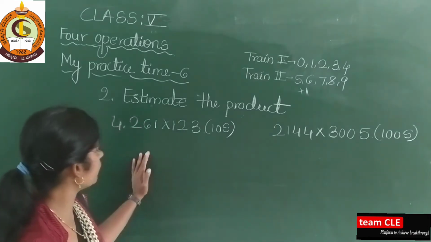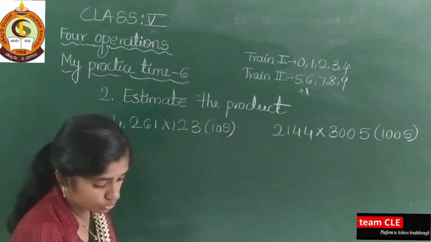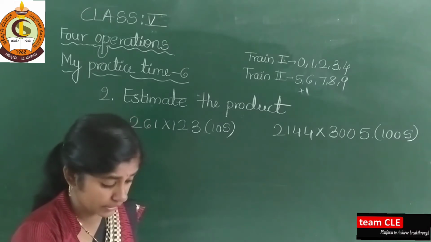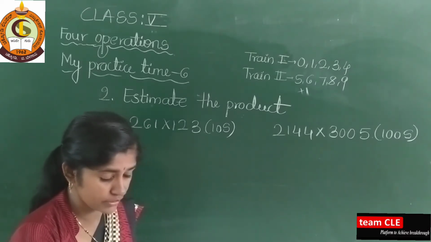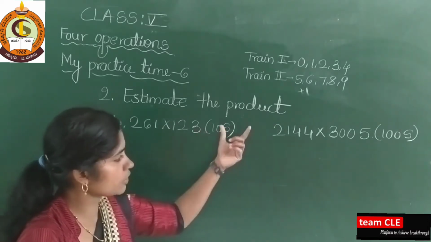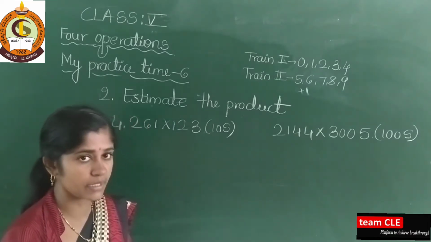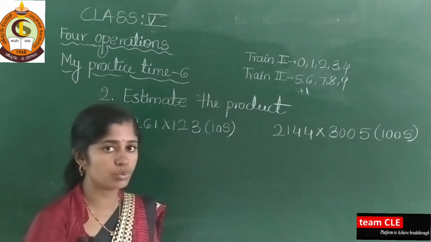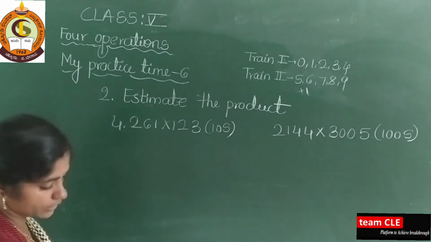So here the first example I took from your My Practice Time 6, page number 104, question two: estimate the product by first rounding off the numbers. In brackets they have given whether you need to round off to the nearest tens, hundreds or thousands. Here there are 4 examples. Among them I will solve 2 examples and 2 you do as homework. So here we need to round off the numbers.